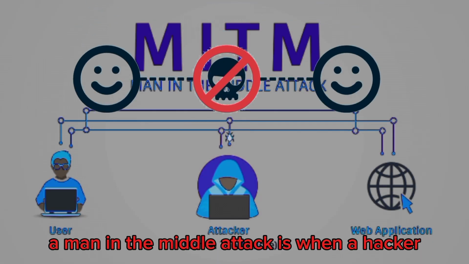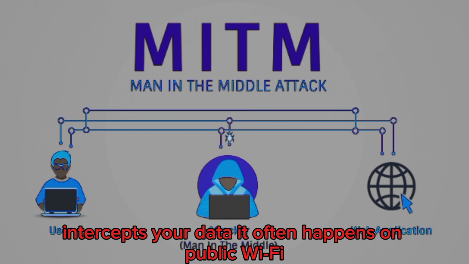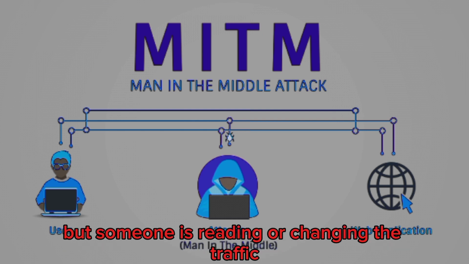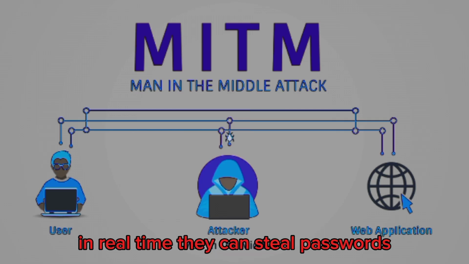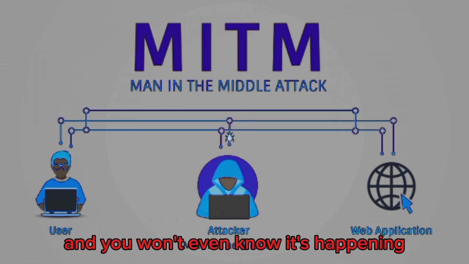A man-in-the-middle attack is when a hacker intercepts your data. It often happens on public Wi-Fi. You think you're connected to a safe site, but someone is reading or changing the traffic in real time. They can steal passwords, emails, or financial data, and you won't even know it's happening.